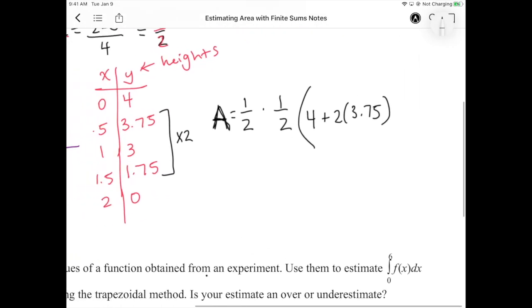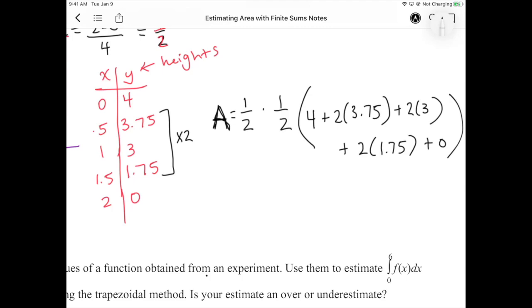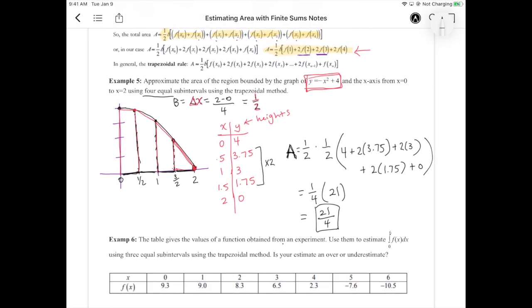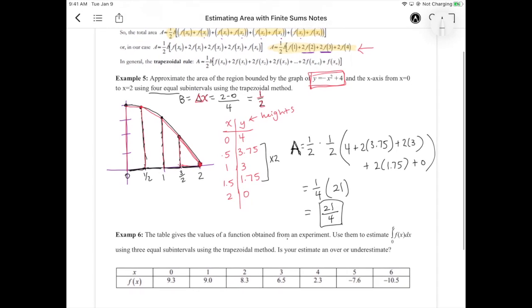I need to start writing smaller. Plus 2 times 3, I'm out of space, plus 2 times 1.75, those are the 3 that get added twice, and then plus 0. This ends up being 1/2 times 1/2 is 1/4. All the stuff in the parentheses was 21, so the area is 21/4. That's the trapezoidal rule. Key equation being this one right here.